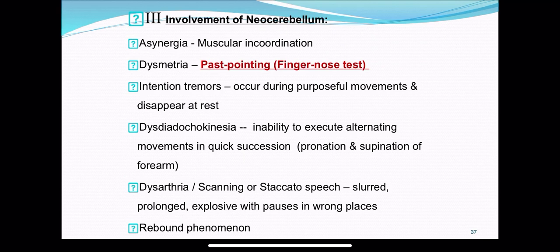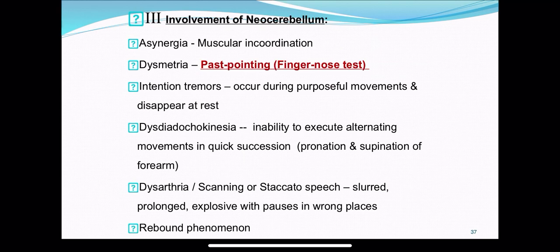If the neocerebellum is involved, you will have asynergia, that means muscular incoordination. Dysmetria, past pointing or finger nose test. If you close your eyes, stretch one hand out with the index finger, with the closed eyes, bring your index finger towards the tip of your nose and try to touch it. That is known as finger nose test. With eyes open, of course, all of us can do, but with eyes closed also, a normal cerebellar person should be able to do it.